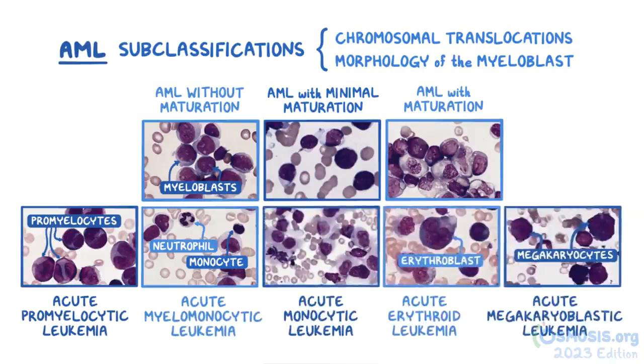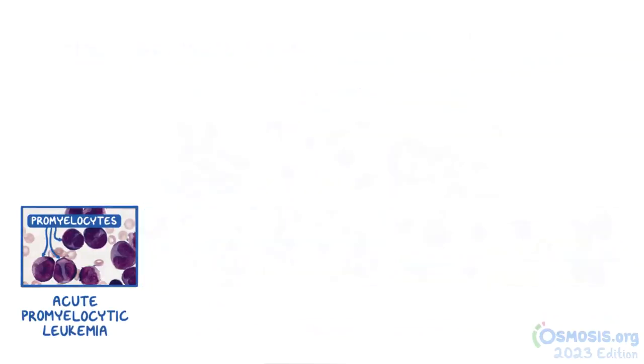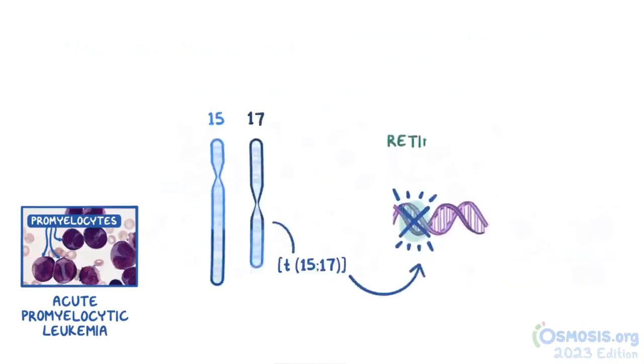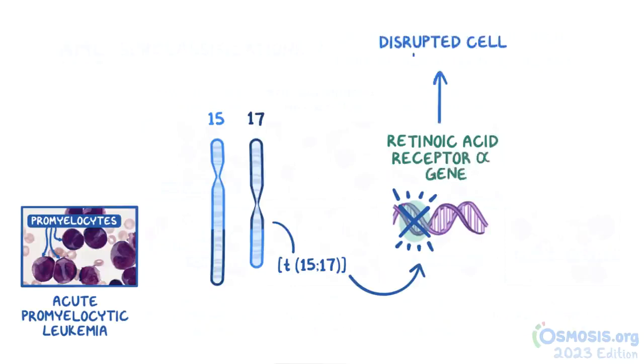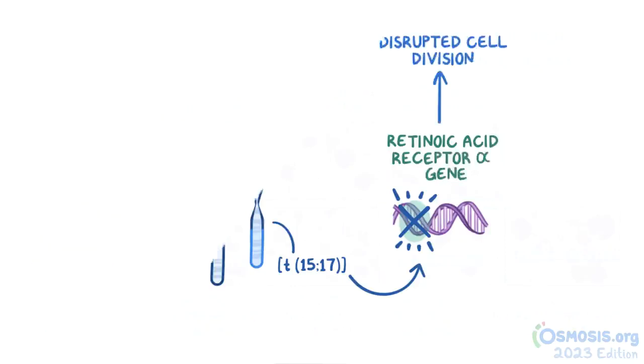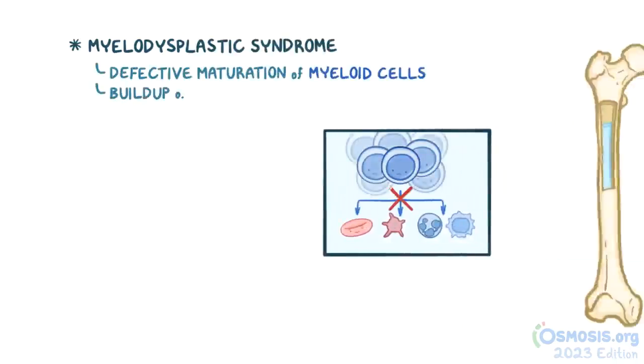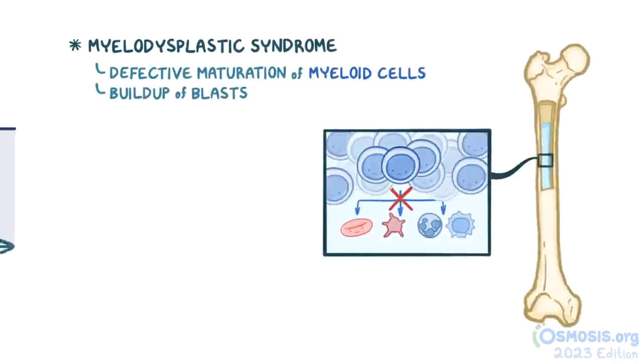Of these, acute promyelocytic leukemia is an important subtype. It's characterized by translocation of chromosomes 15 and 17, which disrupts the retinoic acid receptor alpha gene, which is required for normal cell division. Now, there are certain conditions that can actually lead to AML, like myelodysplastic syndrome, which is characterized by defective maturation of myeloid cells and buildup of blasts in the bone marrow.